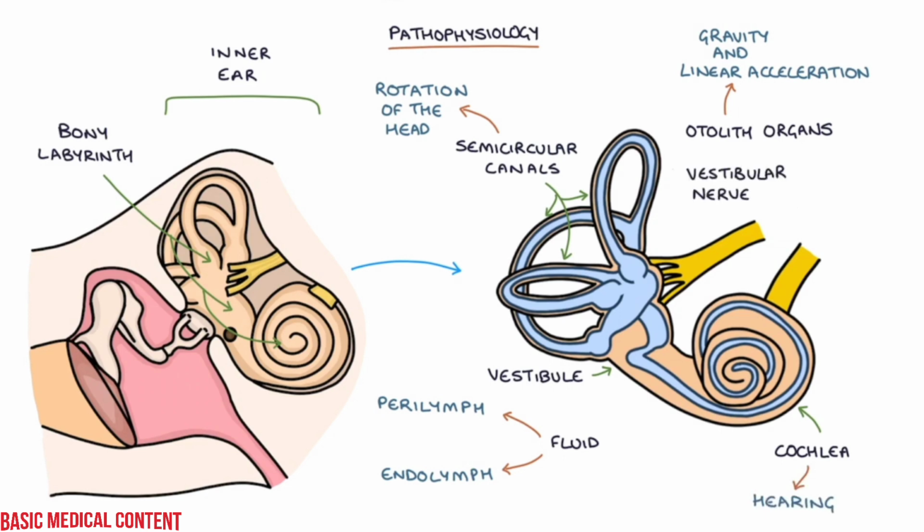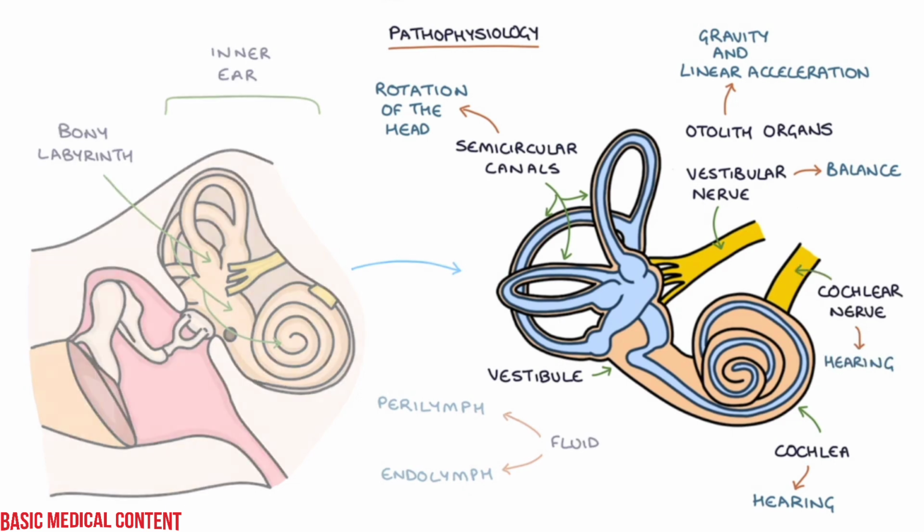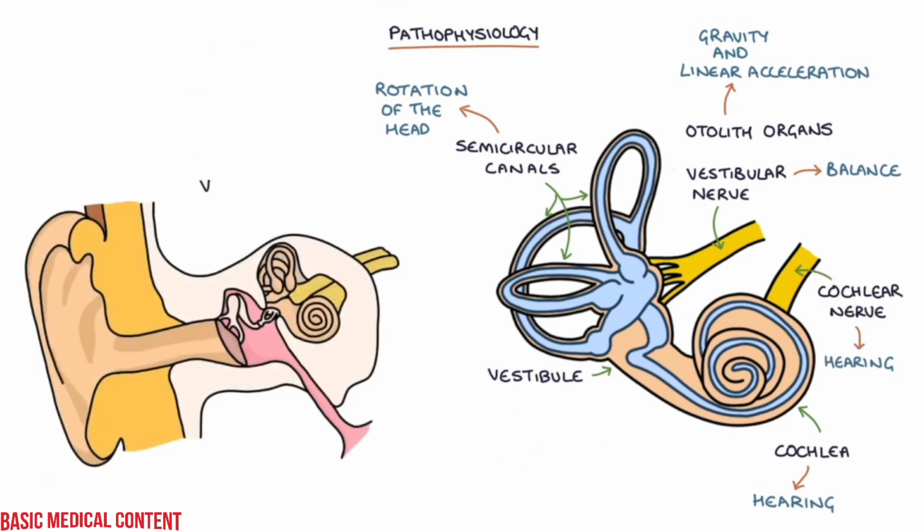The vestibular nerve transmits signals from the vestibular system, which is the semicircular canals and the vestibule, to the brain to help with balance. The cochlear nerve transmits signals from the cochlea to provide hearing. Together they form the vestibulocochlear nerve, which is the 8th cranial nerve.